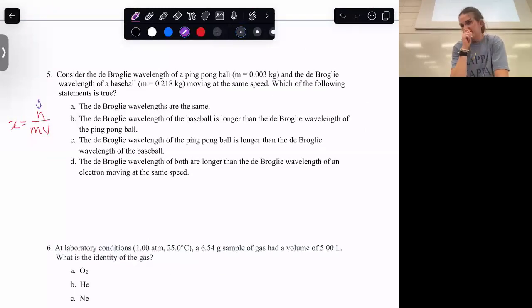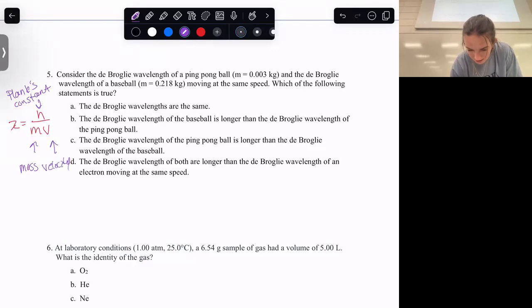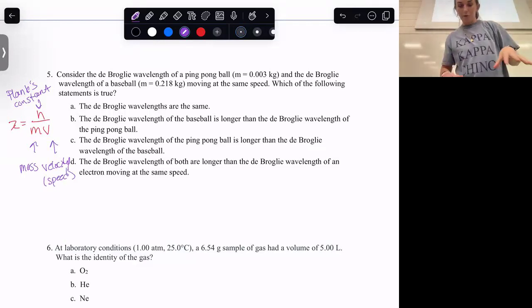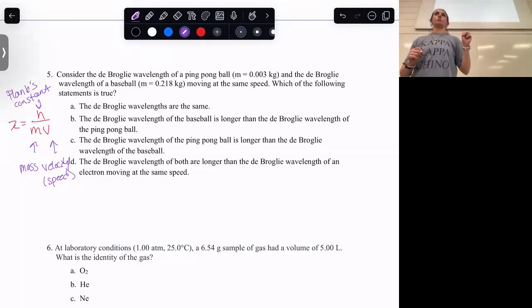What are your components? What is h? This is Planck's constant. What is m? Your mass. And what is v here? This is velocity, right? So this is your speed. So if we compare our ping pong ball of 0.003 kilograms and our baseball of 0.218 kilograms, what's the only thing that's different within our equation between those two? The mass is, right?